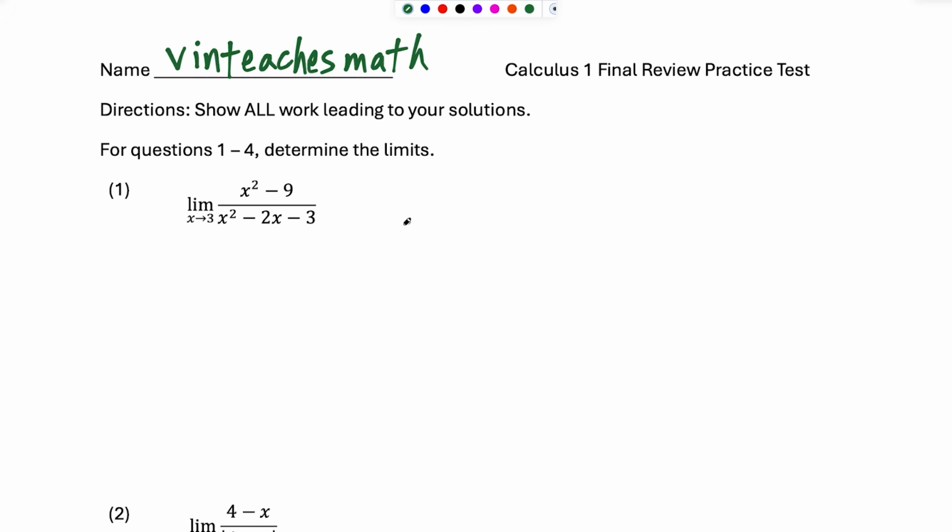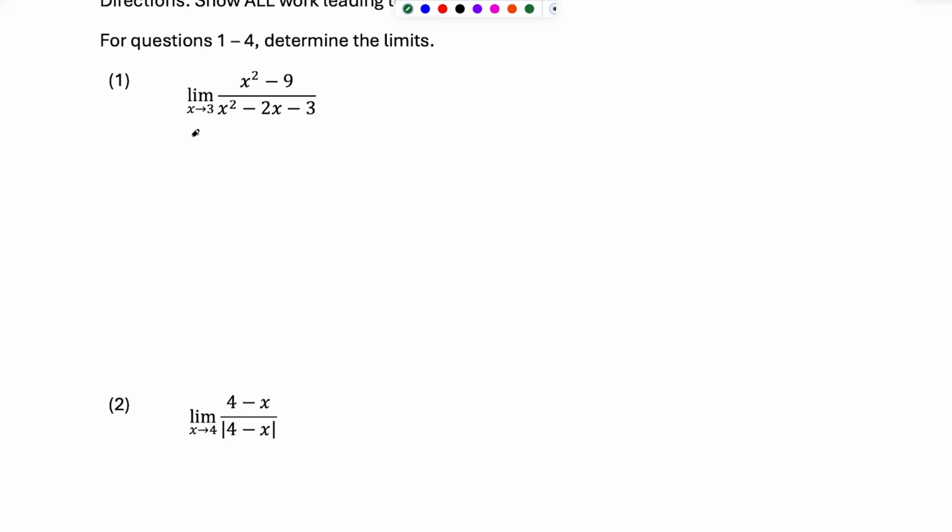Now let's get started. For question 1, we have the limit as x approaches 3, and we have this rational expression here that we're going to find the limit of. For questions like this, what I like to do first is factor. I could try plugging in 3 first, but if these expressions are factorable on top and bottom, I always try to do that first.